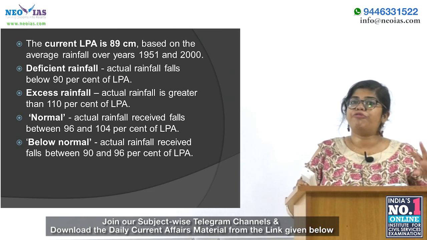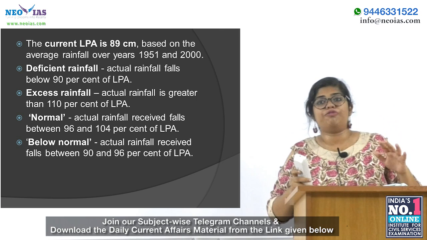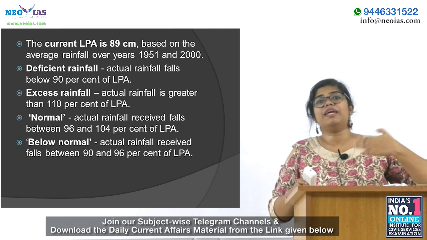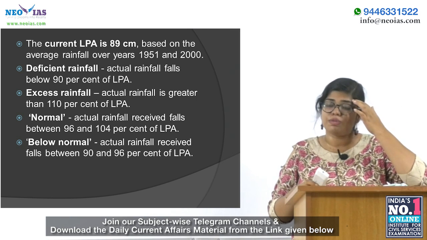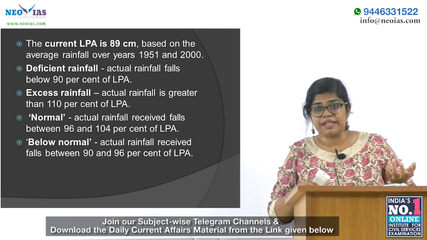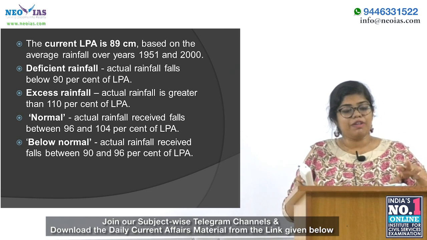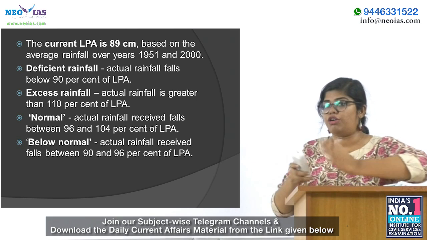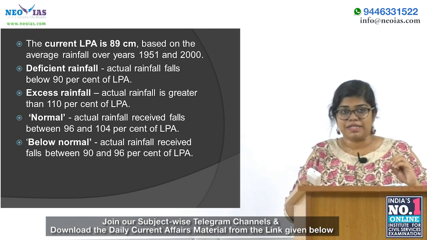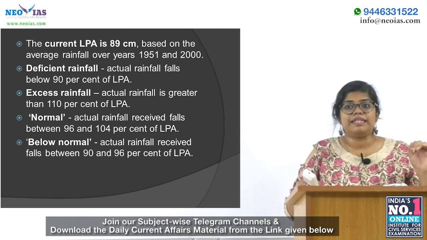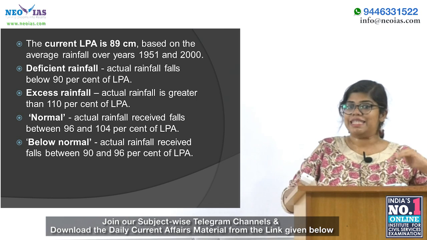According to that, we have four categories. One is deficient rainfall: the actual rainfall falls below 90% of the LPA. The second category is excess rainfall, which is above 110% of the LPA. Normal is 96 to 104% of the LPA, and below normal is 90 to 96%. So 96% is this year's forecast of the LPA rainfall. It will be near normal, not normal, it's near normal.